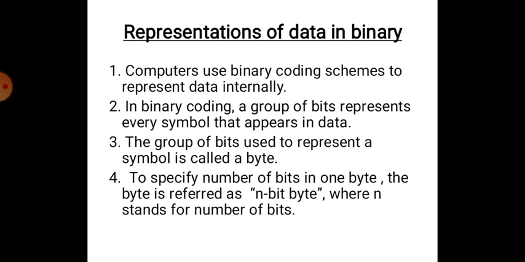In binary coding, we have a group of bits with the help of which you can represent any character. Point number 3. The group of bits used to represent a symbol is called a byte. So the number of bits used to represent a symbol is called a byte. Point number 4. To specify the number of bits in one byte, the byte is referred to as n-bit byte, where n stands for number of bits. Students, you know a group of bits make a byte. So to represent how many bits there are, we call it an n-bit byte.